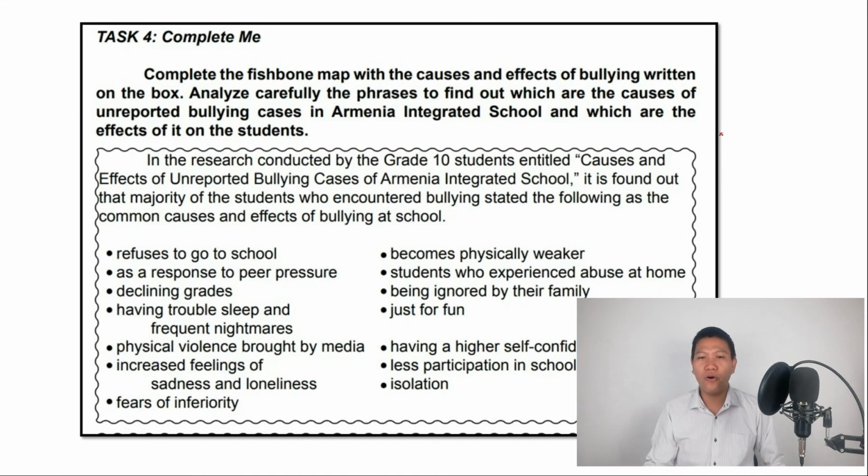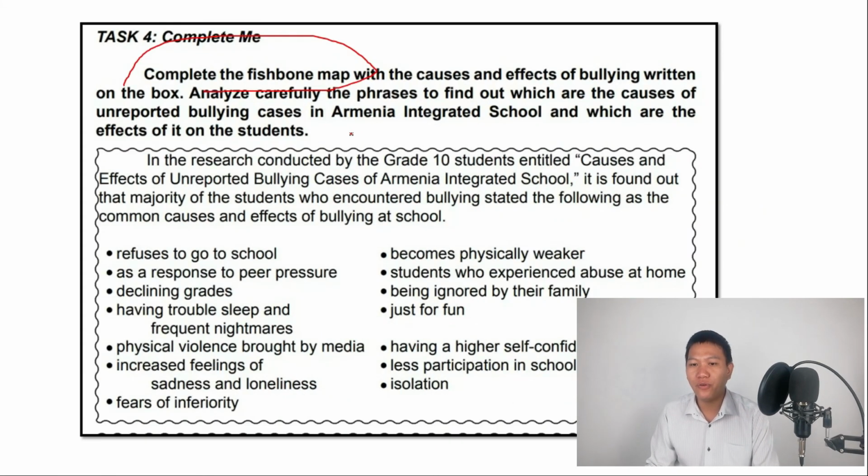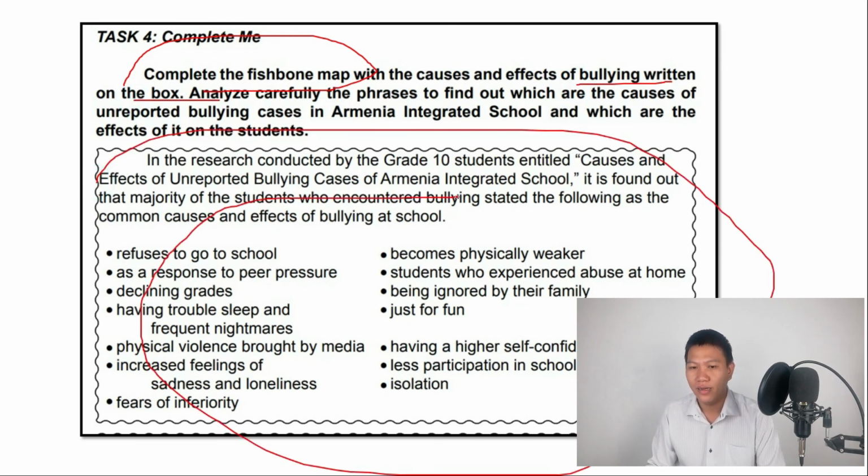For task number 4, complete me. So you have to complete the fishbone map. There is the fishbone map below, on causes and effects. About what? About bullying at school. You have to identify the causes and effects of bullying written in the box. So here are bullying cases in Armenia Integrated School. You have to read and understand them, alright?